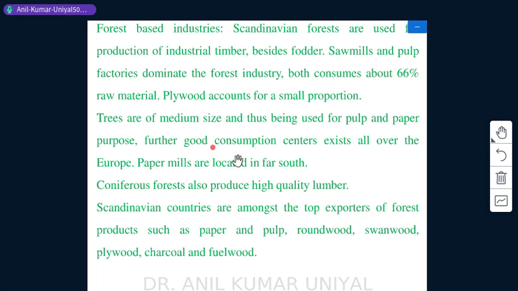Trees are medium sized and thus are used for pulp and paper purposes, and good consumption centers exist all over Europe. Paper mills are located in far south areas, and coniferous forests also produce high quality lumber. Further, Scandinavian countries are amongst the top exporters of forest produce such as paper and pulp, roundwood, sawnwood, plywood, charcoal, and fuel wood.